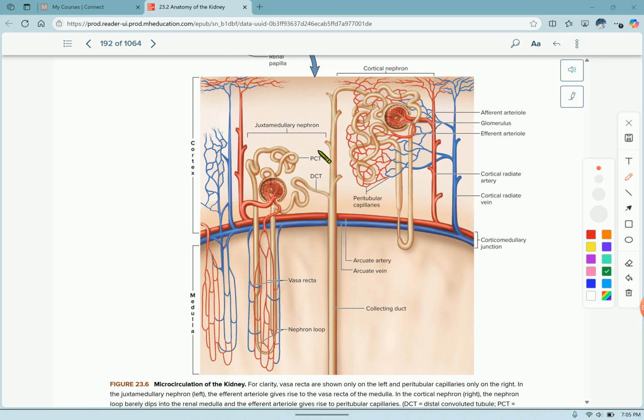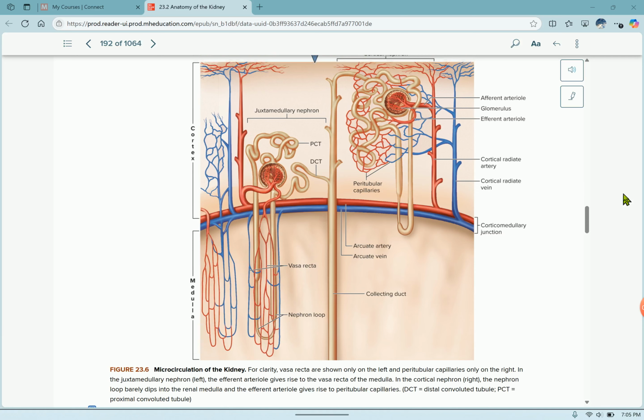Okay, you'll notice that we have the PCT and the DCT. All right, the PCT stands for the proximal convoluted tubule, and the DCT stands for the distal convoluted tubule. Okay, so we have the proximal convoluted tubule and the distal convoluted tubule. Okay, proximal to what? The glomerulus.